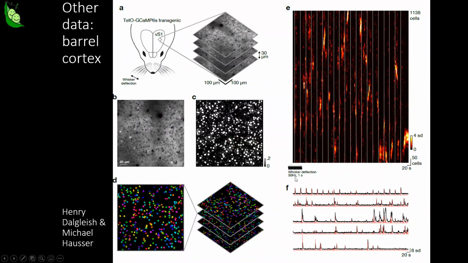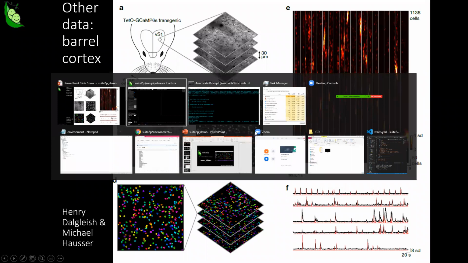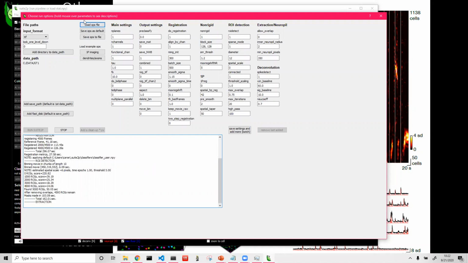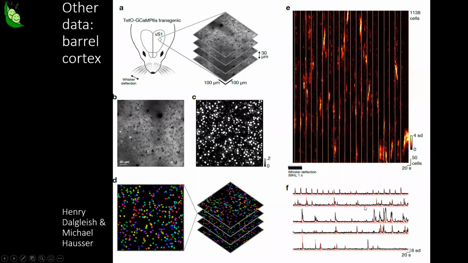cell detection. Does anyone have any questions about cell detection? Looks like suite2p is almost done running on this data. All right, I'm not getting any questions here, so I'm gonna keep going.